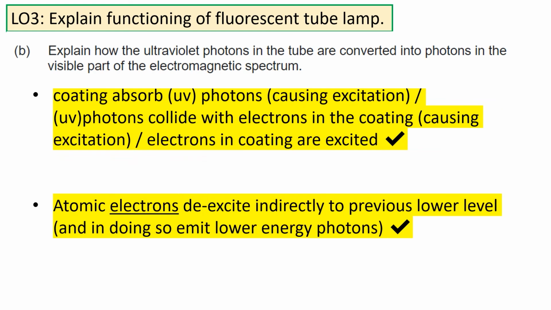The coating absorbs UV photons, which causes the electrons to become excited. These electrons then de-excite and in doing so emit lower energy photons.